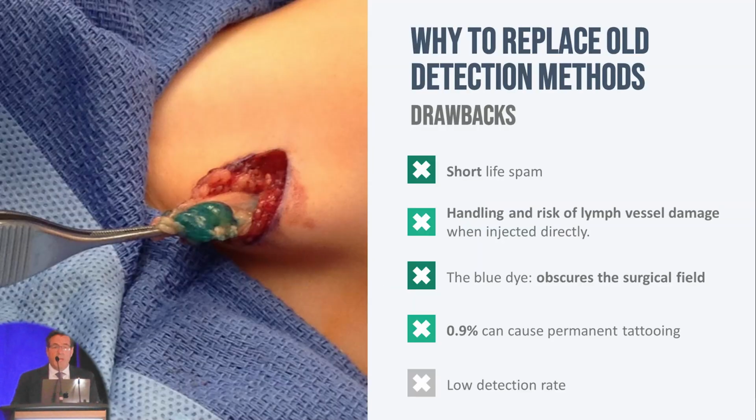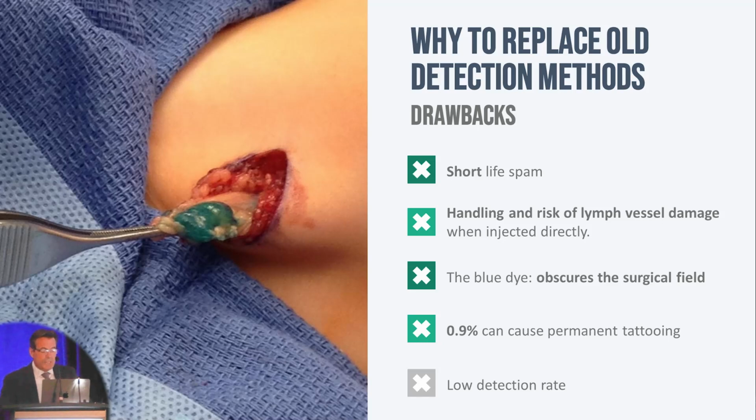we introduce a new technology, it is imperative that we clearly understand the reason why it would be important to replace the older method. When we focus on the use of blue dye as a contrast agent, the main disadvantages stem from its short half-life. Often, when it's administered, it can damage certain lymphatic vessels, which in turn can obscure the surgical field. It can also cause significant discomfort for the patient due to the permanent tattoo effect.